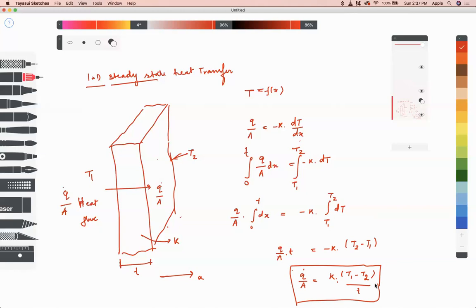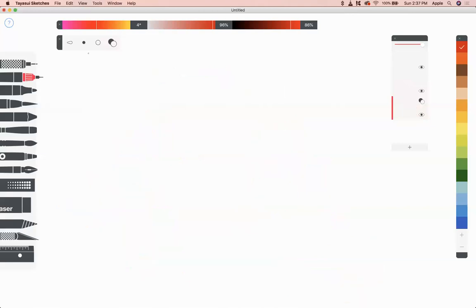Now we will also see one-dimensional steady-state heat transfer in case of a cylinder. So one-dimensional steady-state conduction in case of a long cylinder.